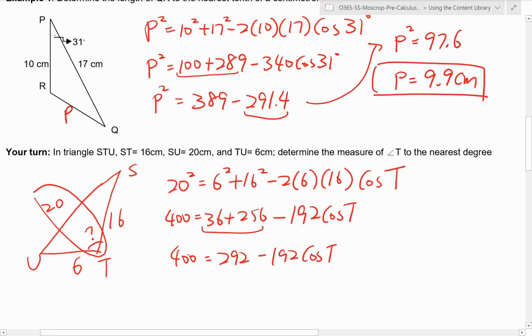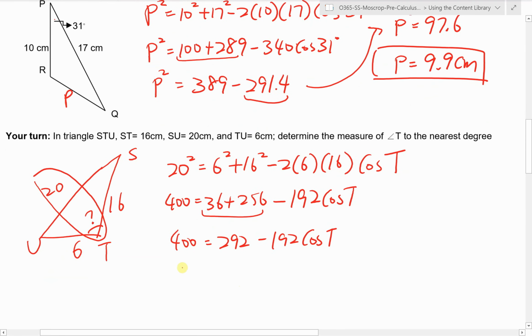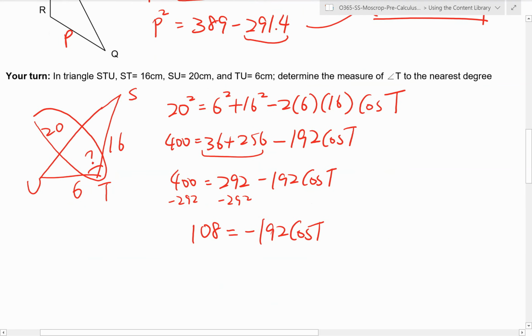We can then move 292 to the other side. So minus 292 minus 292, you should get 108 is equal to negative 192 cosine of T. Now you need to divide both sides by negative 192. So you end up with negative 108 over 192 is equal to cosine of T.